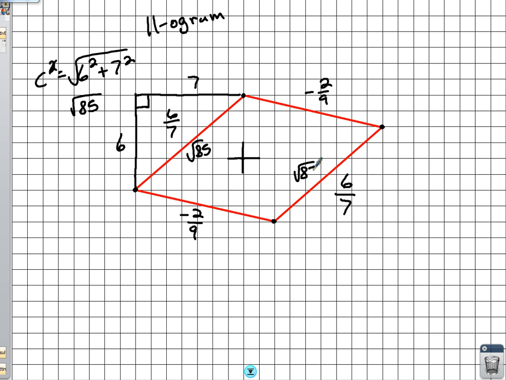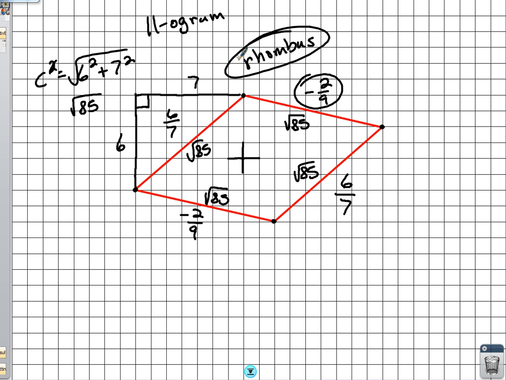This one's root 85. What about these? 9 and 2. A squared plus b squared. 9 squared plus 2 squared gives you 85 again, doesn't it? 9 squared is 81. 2 squared is 4. 81 and 4 is 85. So this would also be root 85. This is a rhombus.